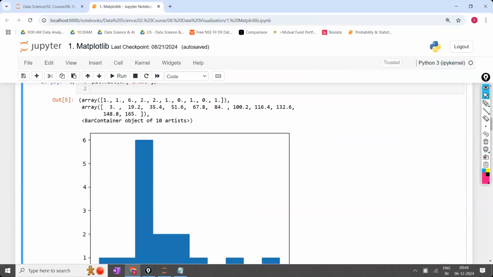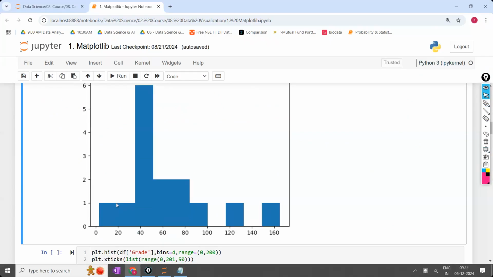Right? This one, see, first, basically it is up to here, whatever you are having. And the second one is up to here, second bin. Third bin is here, fourth bin, fifth bin, like that. So a total of 10 bins will be there.